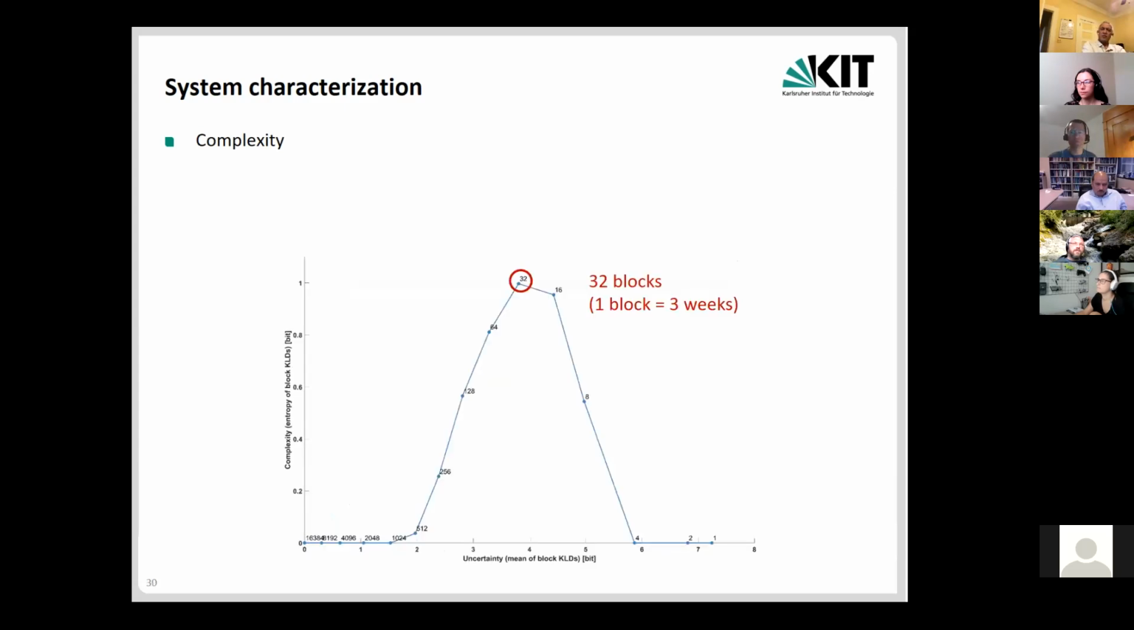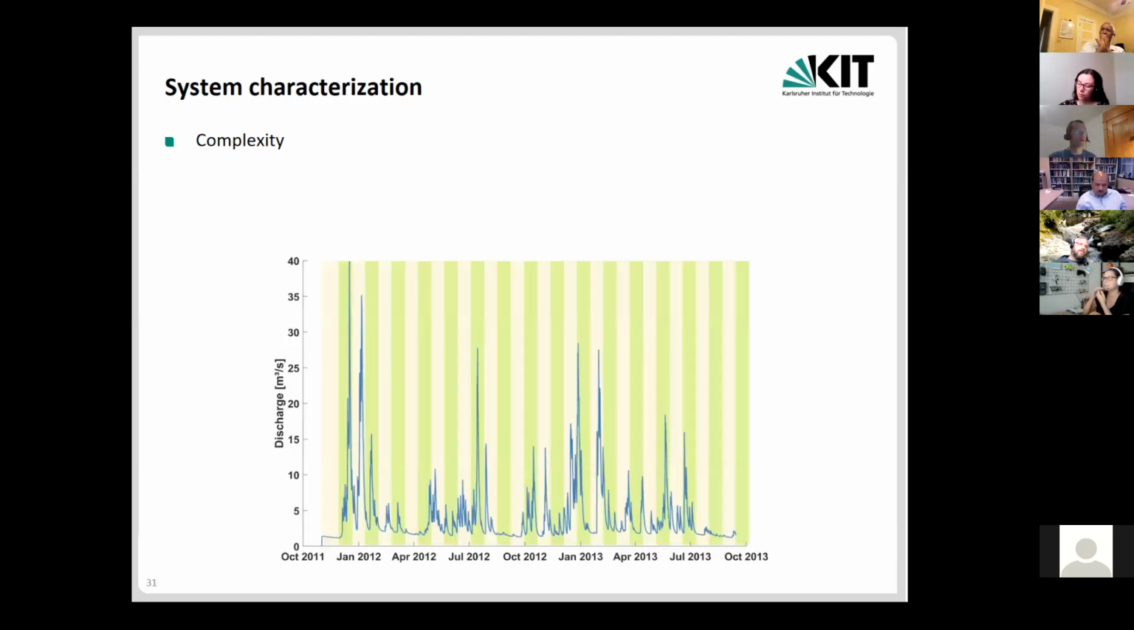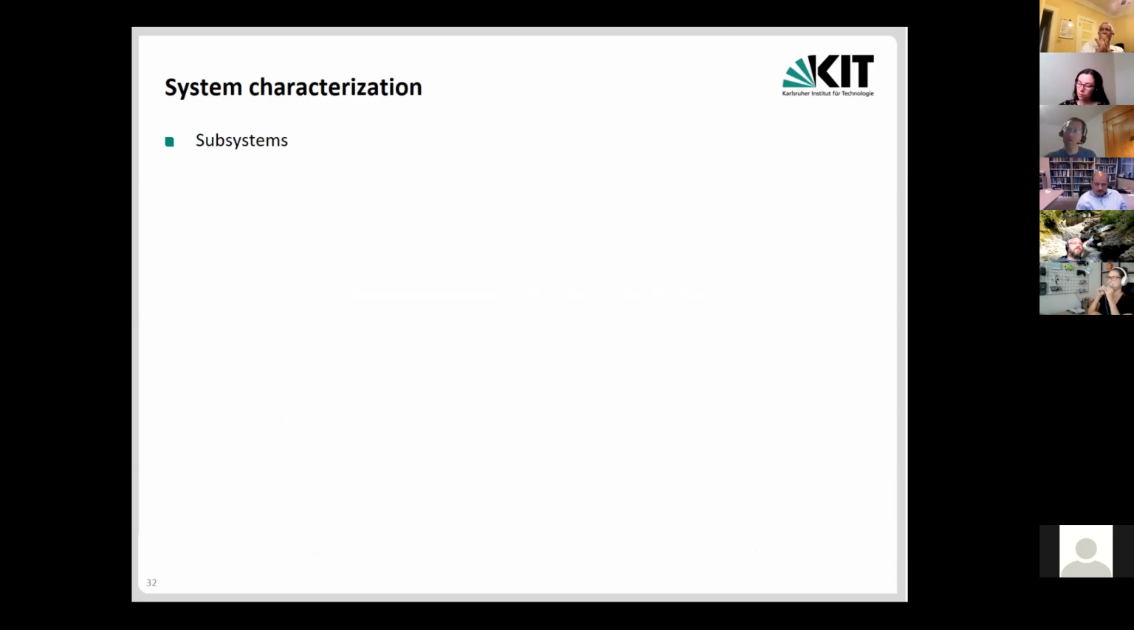So at 3 weeks, you have maximum unpredictability between one 3-week block and the next, exactly, yeah. Okay. Okay, so that was both considerations that treat the entire system as a block.